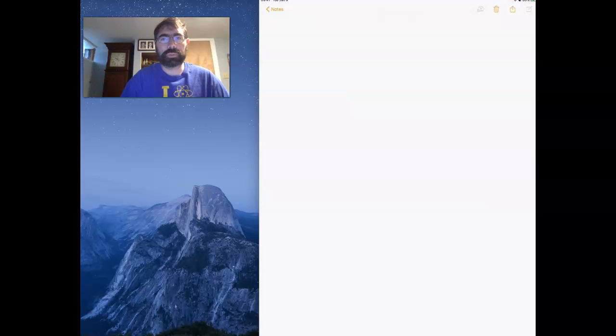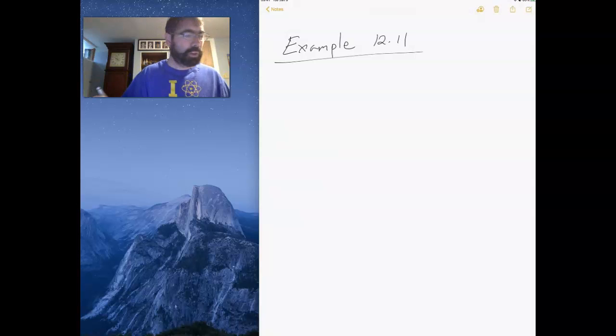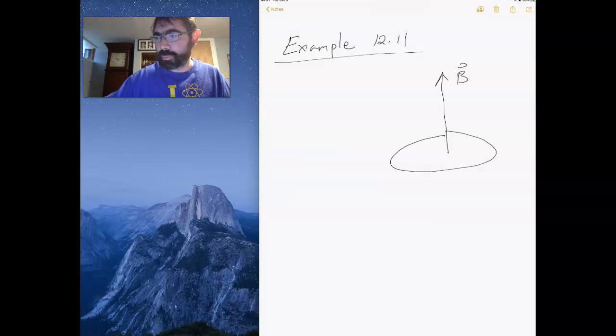Let's look at a few examples with relativistic dynamics. So consider example 12.11, where we have a charged particle in a circular motion in a magnetic field. So let's say that this is our magnetic field B, and this charged particle is moving around in a circular path with a velocity u. It has a charge of q, and the radius of the path is r.